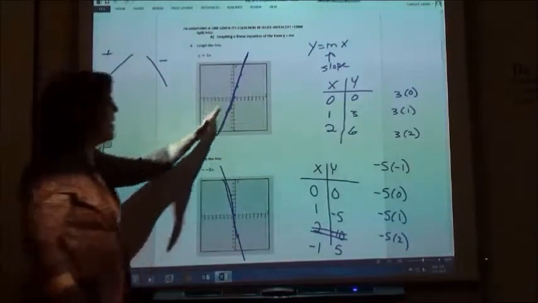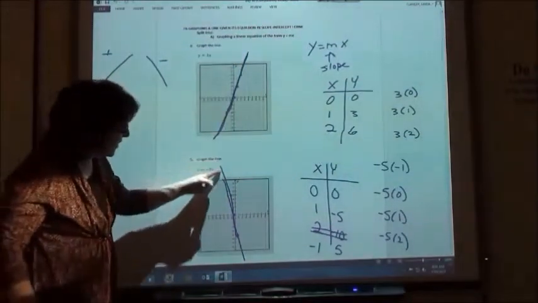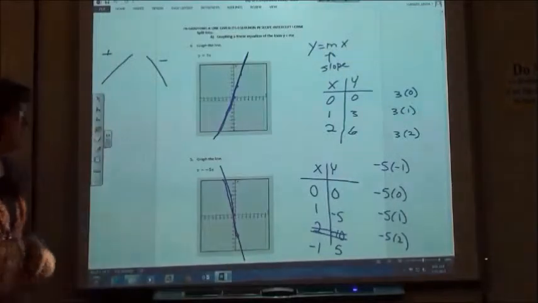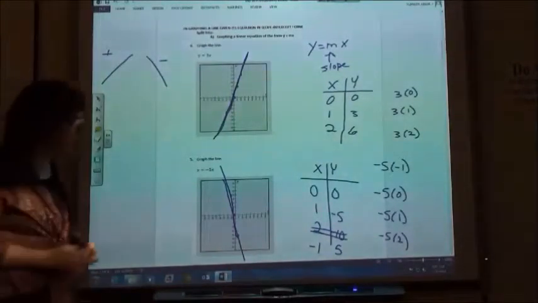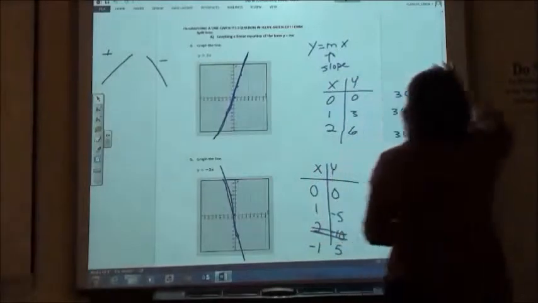So this one had a positive slope, it went up. This one had a negative slope, it went down. And negative 5 is a pretty steep slope.